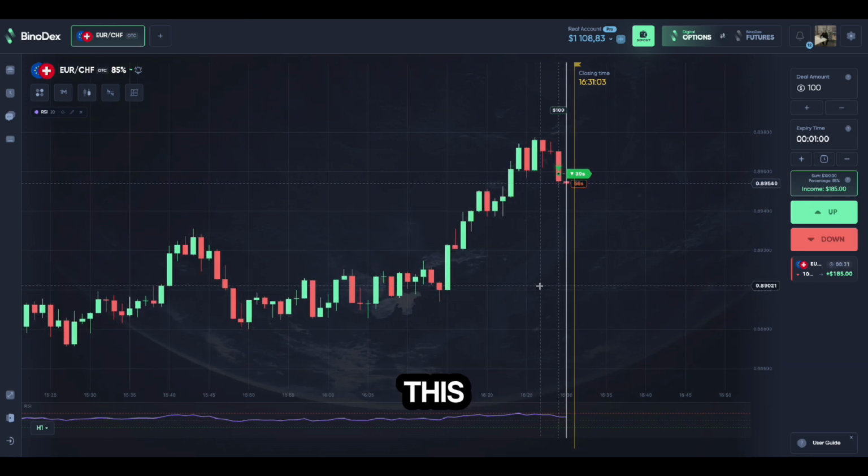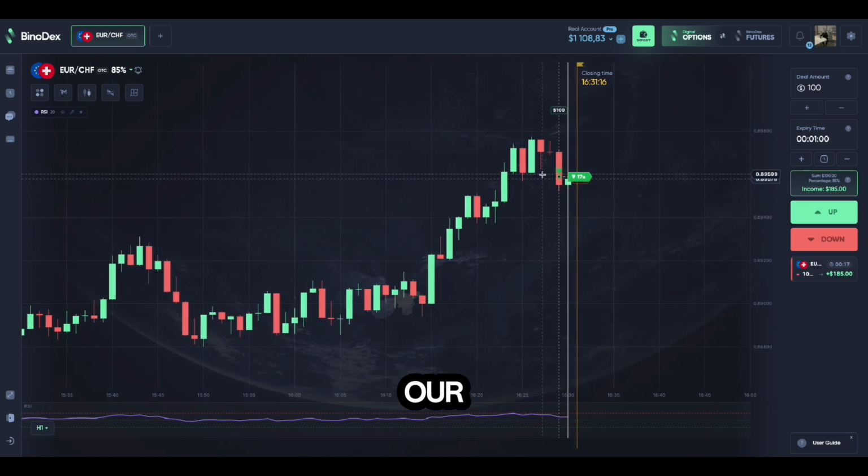If you're trading with this strategy for the first time, always wait until the price touches one of the zones, either the overbought zone or the oversold zone. That's it. Alright, let's get back to our trade.